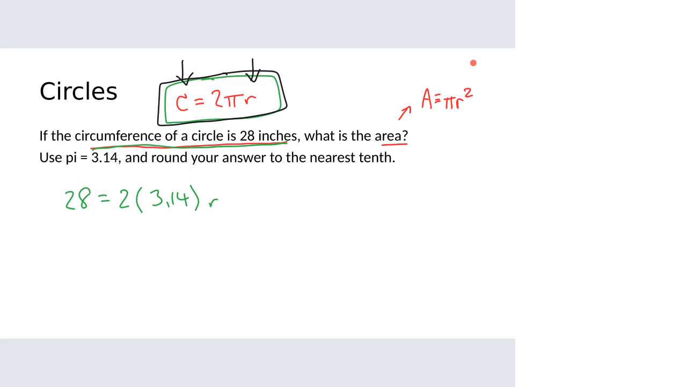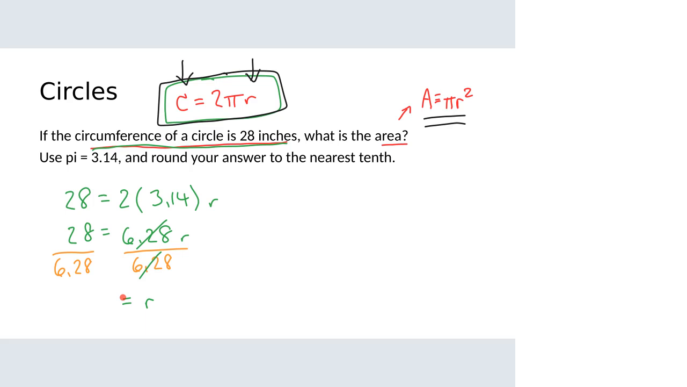After I know what the radius is, then I can go over here to this formula to find the area of the circle. So let's go ahead and solve this. Let me know if you see anything that doesn't make sense. I'm going to clean up the right-hand side here. 2 times 3.14 is 6.28. And let's see, I'm trying to get r by itself. That's multiply, so I'm going to divide by 6.28 on the right so that those cancel. If I divide by 6.28 on the right, I've got to divide by 6.28 on the left. And so these cancel, leaving me r.